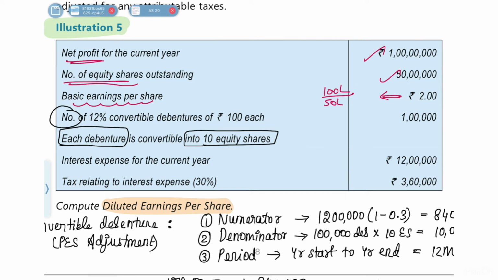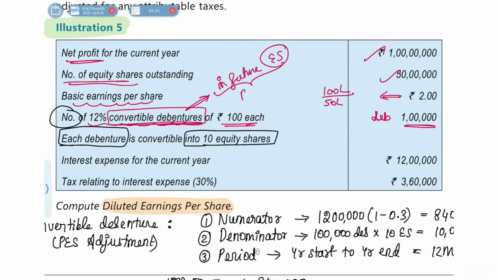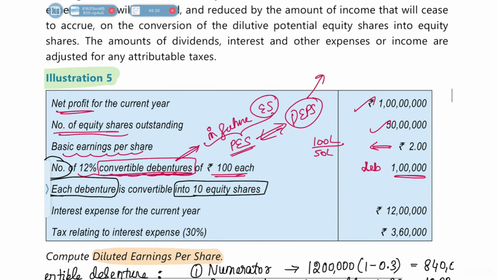Then here they are saying that there are 12% convertible debentures of 100 each. So you had around 1 lakh debentures in the company, in the form of convertible debentures, which means that in the future, these can become equity shares. That's why these are called potential equity shares. Whenever the concept of potential equity shares comes in, the concept of diluted earnings per share also comes in.